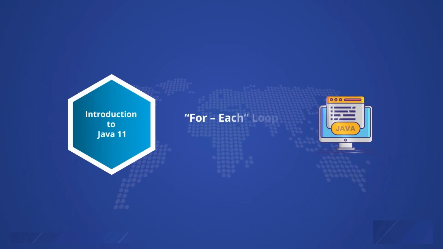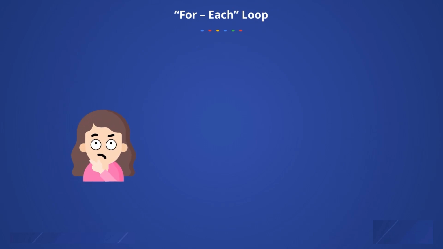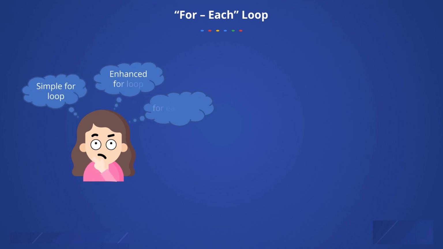Now, coming to the for each loop. So what exactly is the for each loop? If you remember, we discussed earlier that Java has three types of for loops. One is the simple for loop, another is the enhanced for loop, and another is the for each loop. So each has a different purpose, right? Now here we are going to talk about for each.